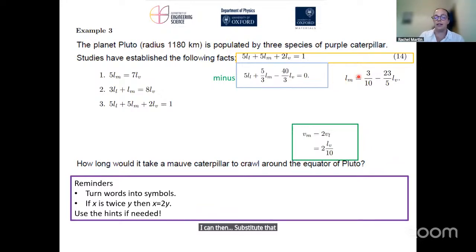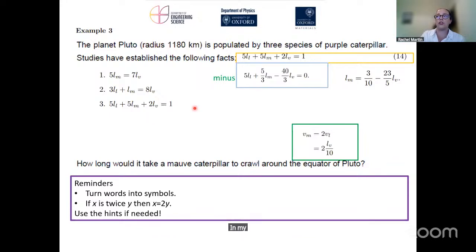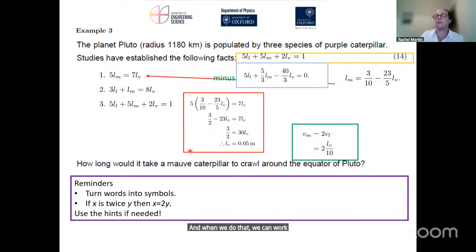With this new term, I can then substitute that into equation 1. The reason I'm choosing that equation is I've only got the length of the mauve caterpillar and the length of the violet caterpillar in that question. So I'm not bringing in the length of the lilac caterpillar again. I've also already dealt with those two equations earlier in my simultaneous equations substitution. So I'm going to substitute LM into this equation. And when we do that, we can work it through.